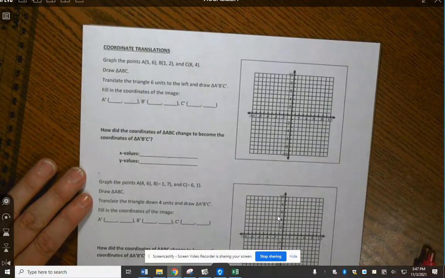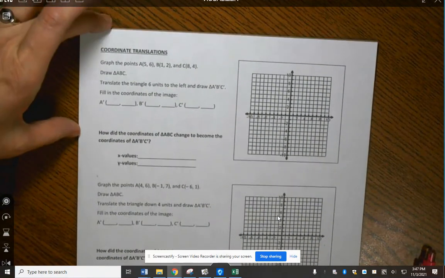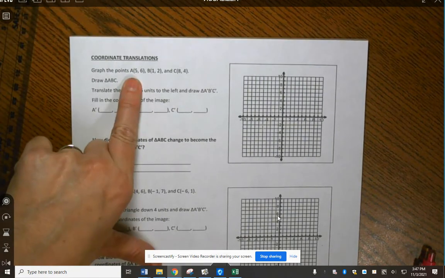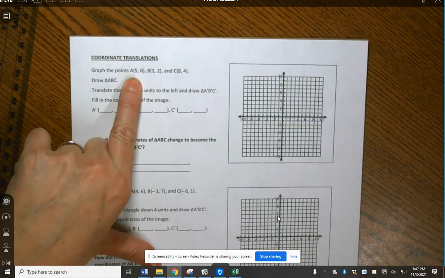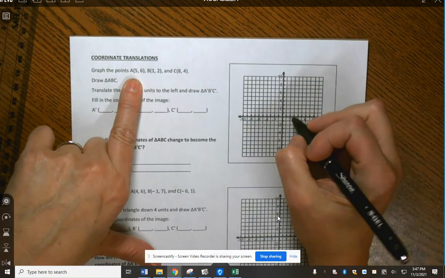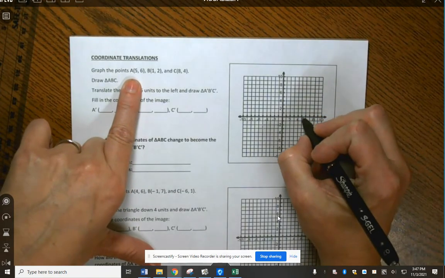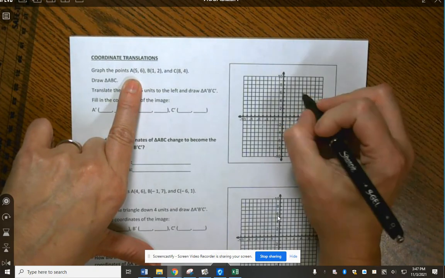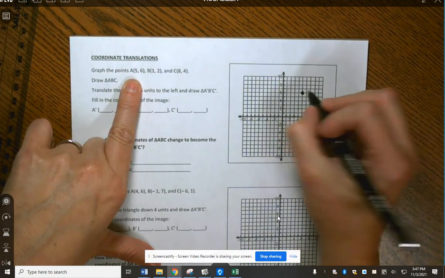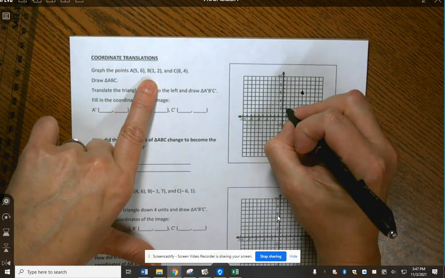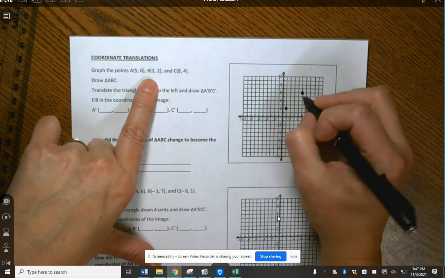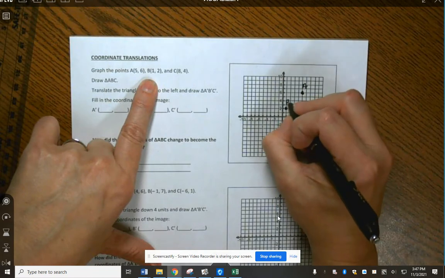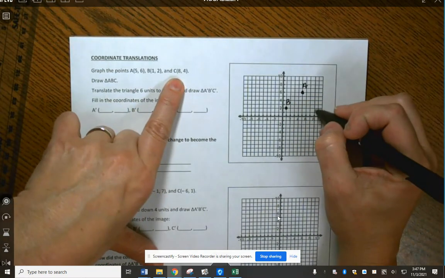All right, this is your second packet, and this first page is on coordinate translations. So they tell you to plot the points A, B, and C, and you need to be sure and label those points. So A is at 5, 6. B is at 1, 2. And C is at 8, 4.